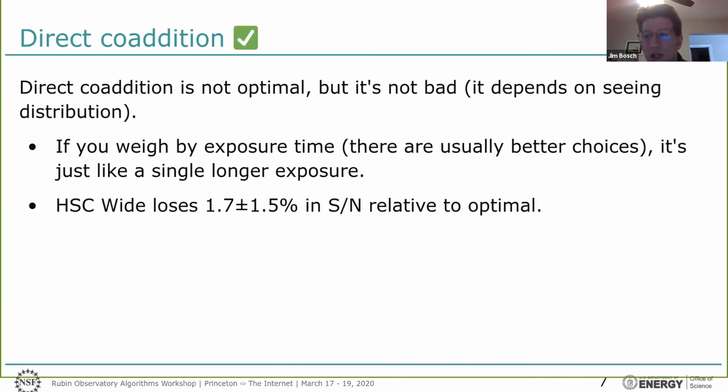In terms of signal to noise, direct coaddition is not optimal, but it's not bad. How bad it is actually depends on the seeing distribution. The easy way to think about it is if you weigh these images by exposure time in your weighted mean, there's usually better choices than weighing by exposure time. I don't think anyone actually does that. But if you did do that, it would be just like a single long exposure. And as a practical example, the HSC wide survey loses about 1.5% in signal to noise relative to the optimal, if they combined all the images ideally.